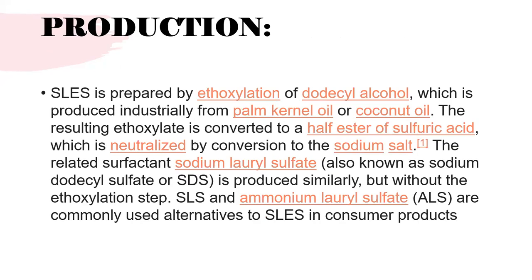Production. SLES is prepared by ethoxylation of dodecyl alcohol, which is produced industrially from palm kernel oil and coconut oil. The resulting ethoxylate is converted to a half ester of sulfuric acid, which is neutralized by conversion to the sodium salt. The related surfactant sodium lauryl sulfate, also known as sodium dodecyl sulfate or SDS, is produced similarly, but without the ethoxylation step. SLS and ammonium lauryl sulfate are commonly used alternatives to SLES in consumer products.